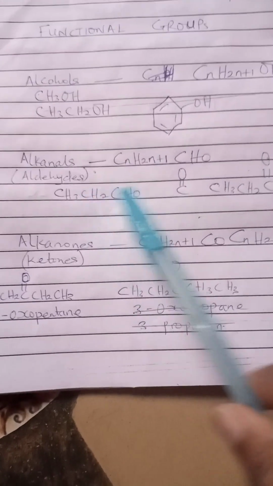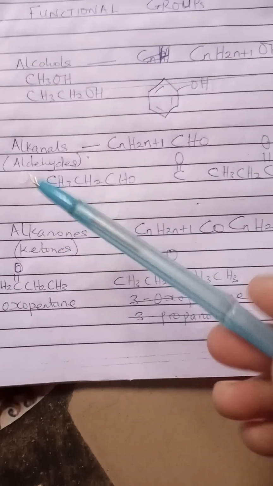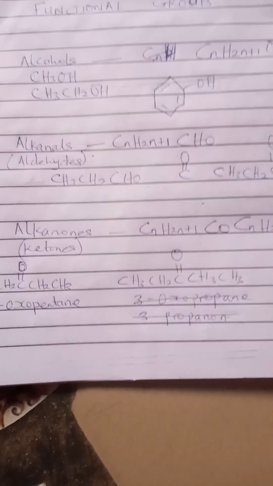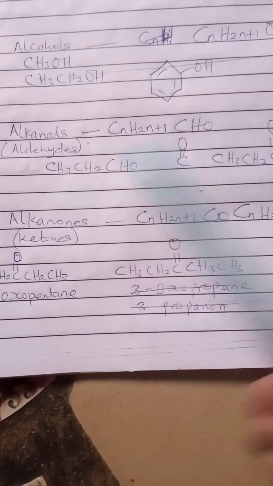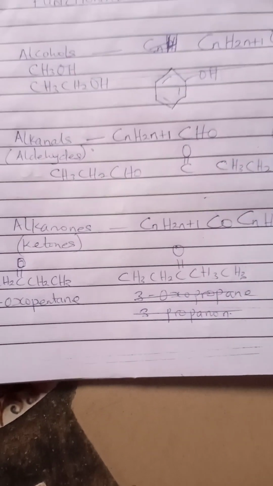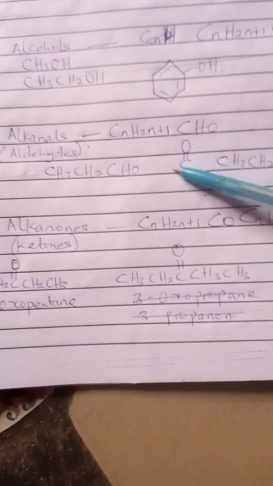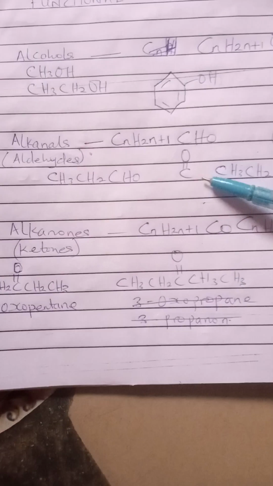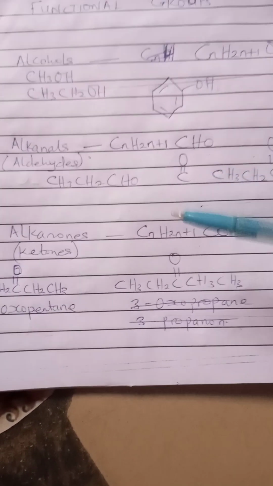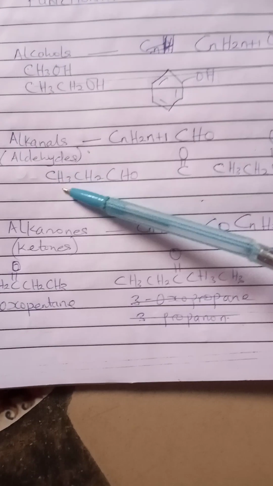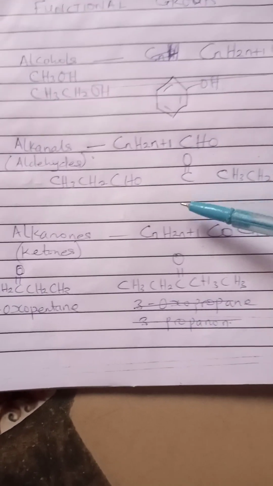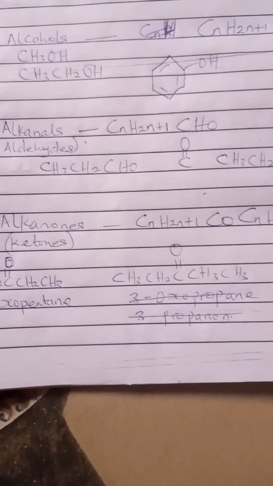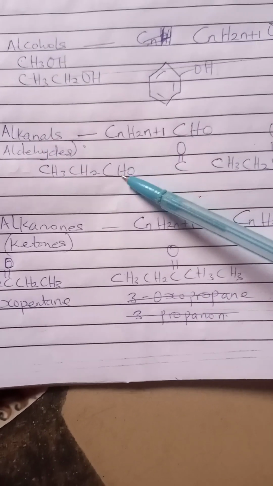Now the next member I'm talking about is the alkanals. The alkanals are also known as the aldehydes, and the general molecular formula is CnH2n+1CHO. They have a good number of examples, and their characteristic is this carbonyl group. When you have a carbon carrying a double bond to an oxygen, it is called a carbonyl group. So the aldehydes are called carbonyl compounds because all their molecules contain carbon carrying what? Oxygen.